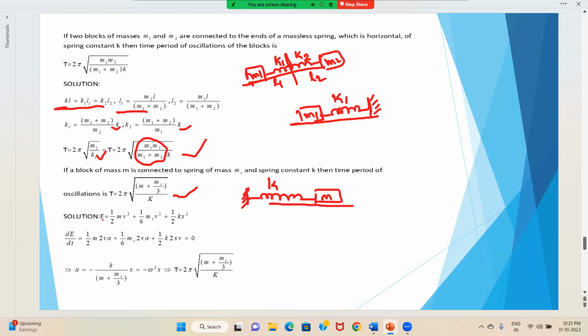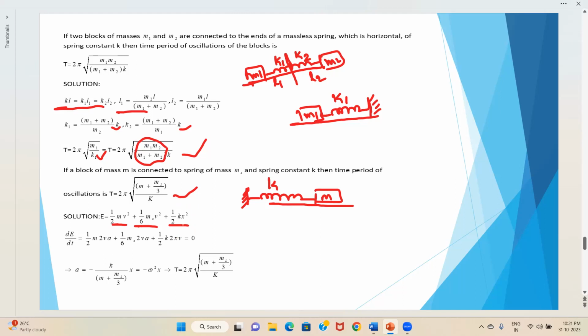So I am writing here, total energy of the system: half m v square, kinetic energy of the block, plus, sorry, it is not half, it is 1 by 6 Ms, mass of the spring, v square. This is the kinetic energy of the spring. For this, we have derived in work, energy, power. Using that result directly here. Kinetic energy of the spring plus potential energy of the spring, half k x square. So this is the total energy of the system, and this energy is a constant.